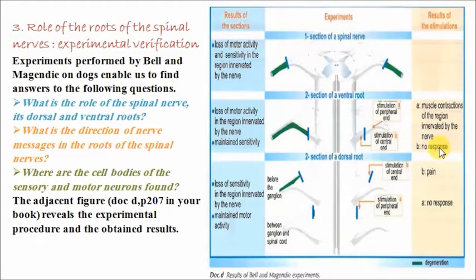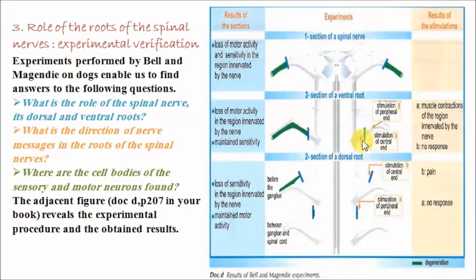I'm going to go over it again to clarify it. Sectioning, having two ends, peripheral end here, central end here. We are sectioning the ventral root, which was motor, as you recall. Now, the stimulation of the peripheral end here caused a muscle contraction in the region innervated by the nerve. In contrast, when we stimulated the central end here, there was no response, that is, no motor action.